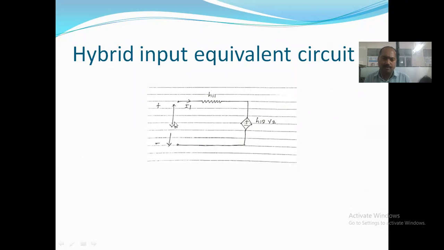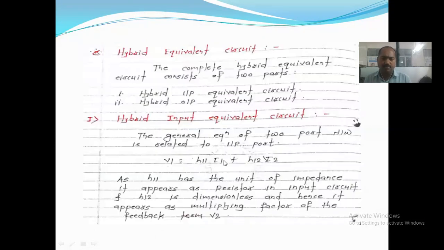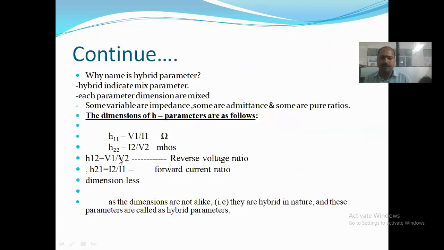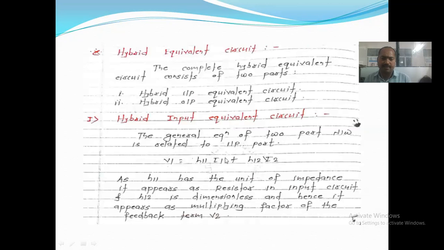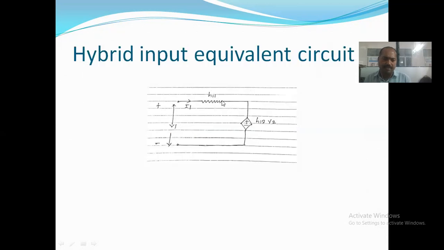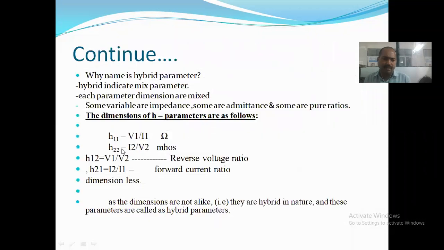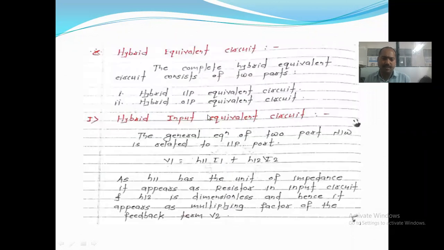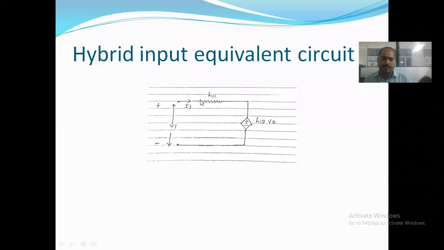F1 which is equal to, equation is H11 I1. So we know that H11 is nothing but F1 upon F2. It is nothing but a pure voltage ratio, right? Pure voltage ratio. So that's why here H11 is nothing but F1 upon I1. It is nothing but a resistance, right? So it is nothing but a resistance into I1. So F1 which is equal to H11, pure resistance, into multiplying factor of the I1.